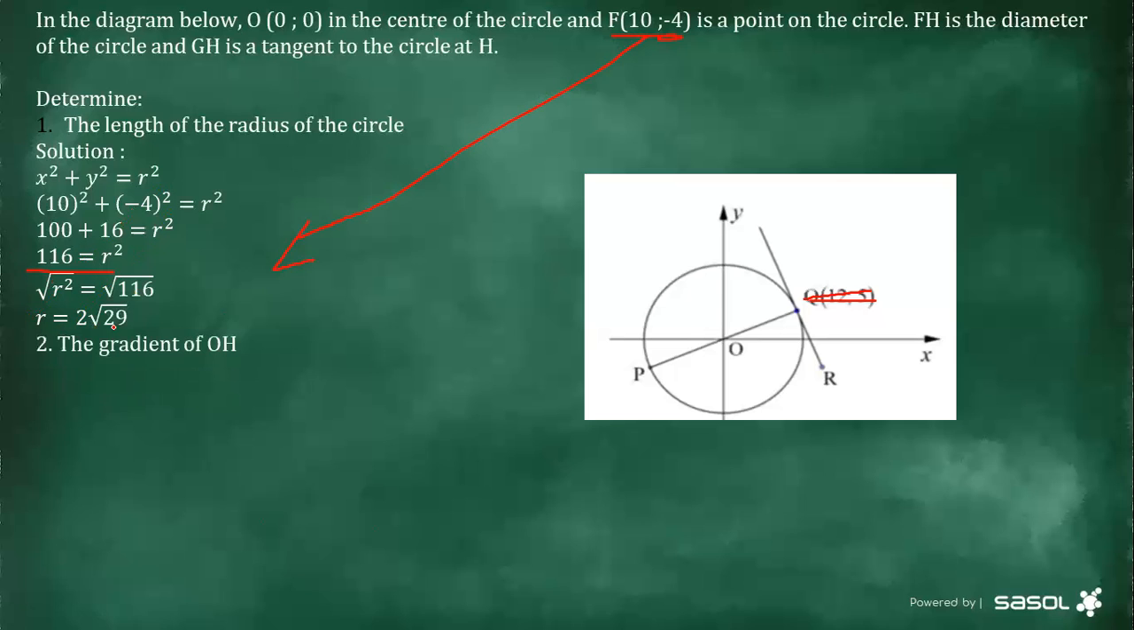And then the gradient of OH. H we have (-10, 4), and then from there you substitute the values. Coordinates of H is this one, and then O is (0, 0), and then you just substitute, and the gradient is -2/5.